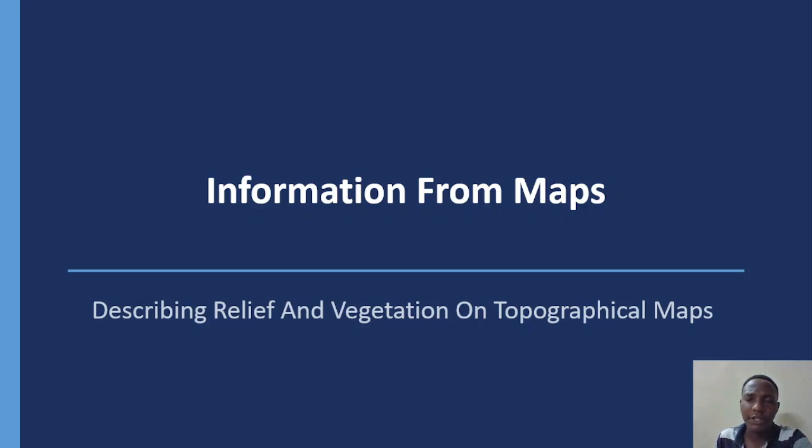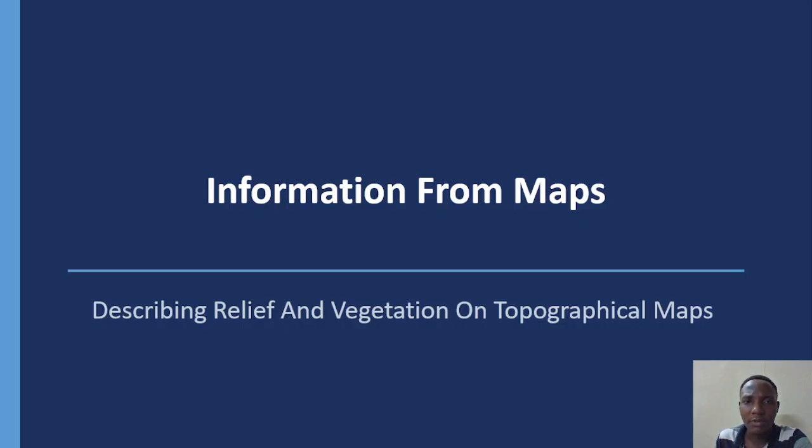Our chapter is map reading and interpretation, and we are still discussing the various relief features and how they can be shown on topographical maps. In our previous session, we covered these various relief features and their contours on the maps. Today, let's move on to the other part, where we'll be talking about the information from maps. Specifically, we'll see what kinds of information you can obtain from the maps, and we'll discuss describing the relief and the vegetation on topographical maps.